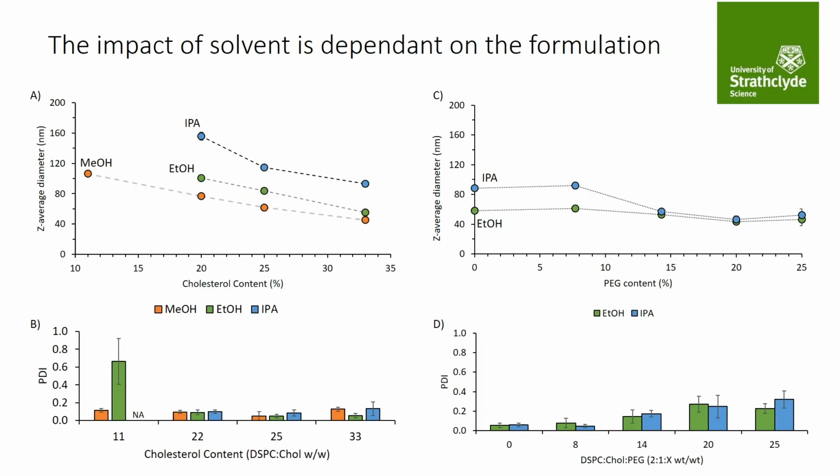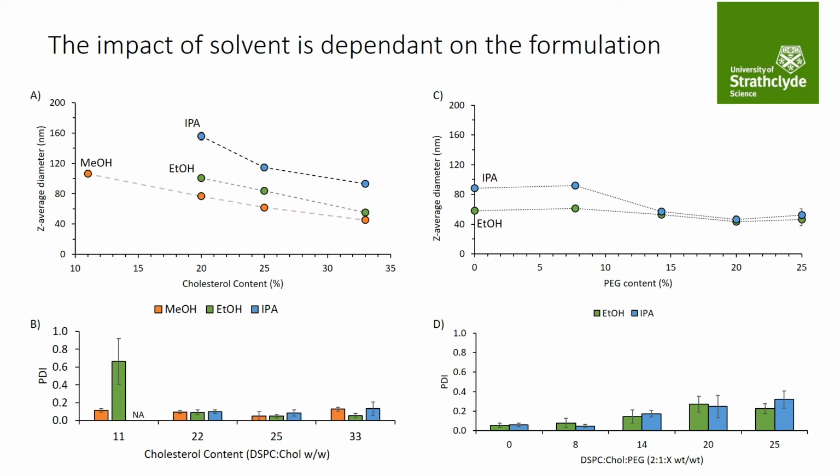In order to investigate this further, cholesterol and PEG content within the formulation was altered. By looking at figure A, the same trend was observed, whereby the lower polarity solvents led to increased vesicle sizes, but increasing the cholesterol concentration across all three solvents led to reduced sizes, and a constant cholesterol concentration above 22% allowed for uniform vesicles.